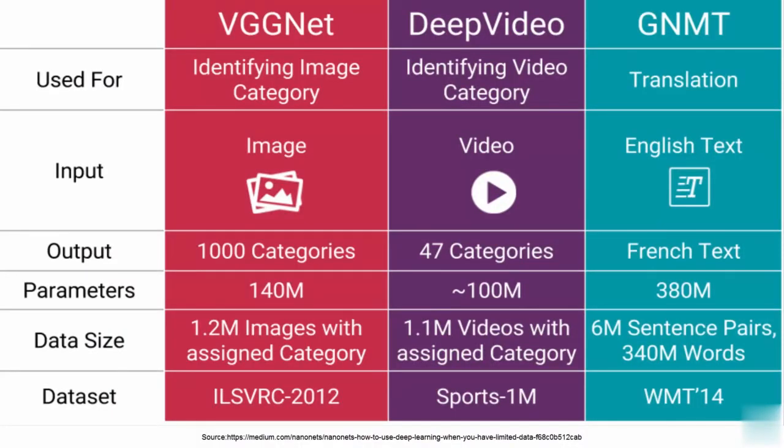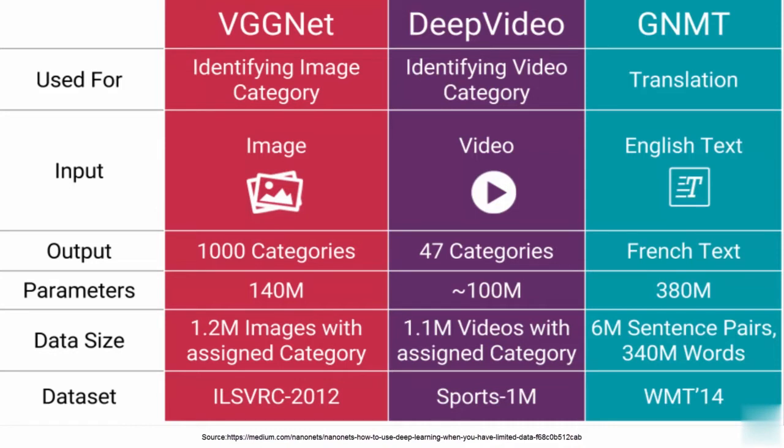So, for example, if you wanted to train on the VGGNet, this is used to identify images. Now, the data size is 1.2 million images, so that's a lot of data. If you take a look at the parameters, it's 140 million parameters. And similarly, if you take a look at deep video, this is 1.1 million videos, and then here you have 6 million sentence pairs. So that's a lot of data and that's a lot of parameters to process.